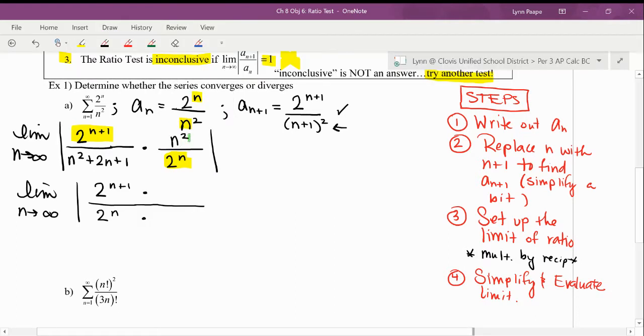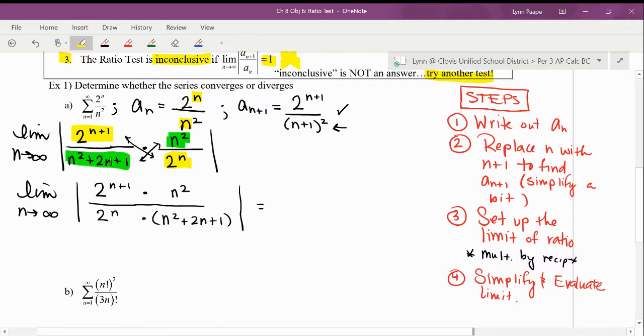Then the next thing is my n squared. I'm going to put it over my n squared term. So all I'm doing is rearranging my fraction so that when I look at this, I can see what piece is going to simplify with what. That's really my goal there. So I'm putting my geometric look together and then my polynomial look together so that now I can simplify.